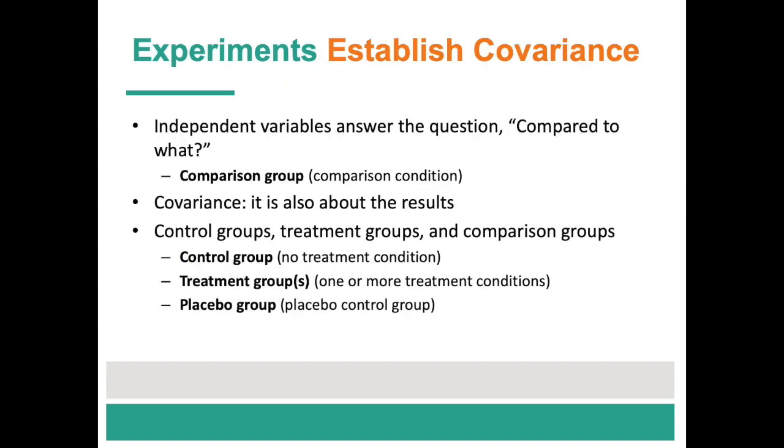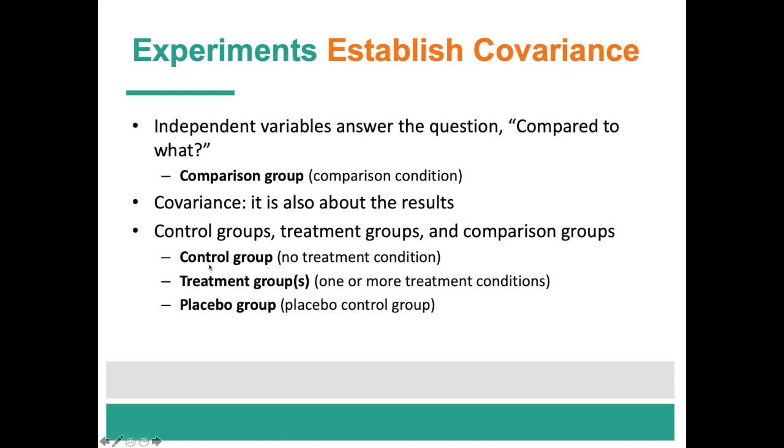So what do I mean when I talk about established covariance? It's all about, is there a relationship between the variables? So is there a relationship between what group they're in and their score on whatever we're measuring? So what's helpful is we can get this relationship by answering the question, compared to what? And so to get covariance, we have to have some sort of a comparison to say, yes, this group did better than another. So often we're going to use different types of control groups.